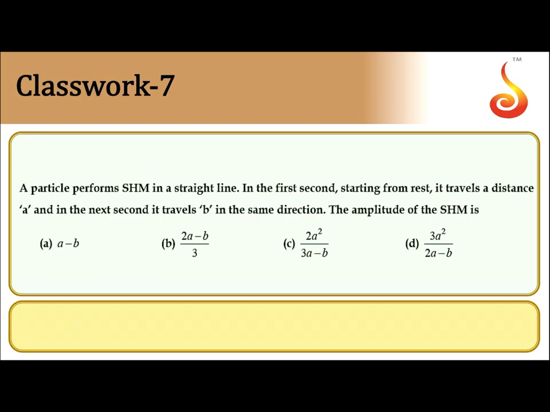Example 7. A particle performs SHM in a straight line. In the first second, starting from rest, it travels the distance A, and in the next second it travels B in the same direction. The amplitude of SHM is... okay. First second, starting from rest, it travels the distance A, and in the next second, B. Because it starts from rest, notice that he says it travels a distance A and next it becomes B in the same direction.